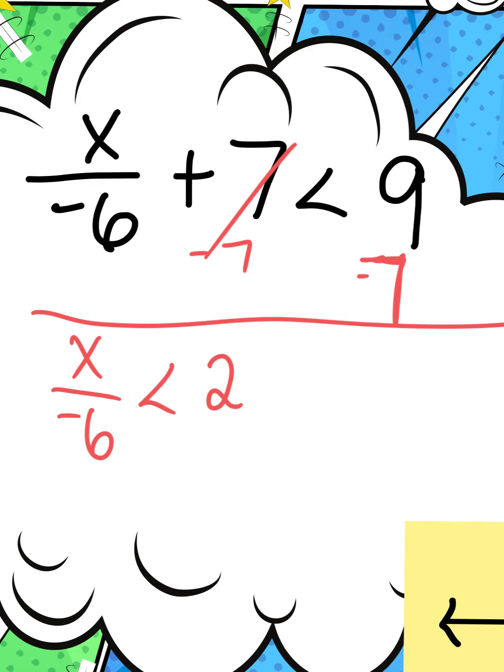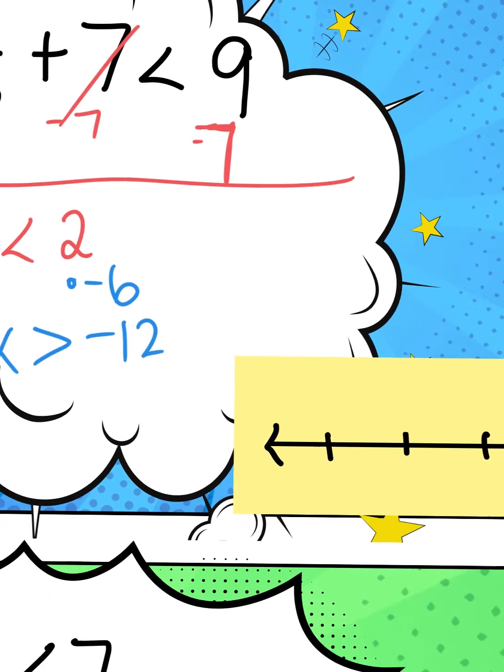And now I'm going to get rid of the dividing negative 6 by multiplying by negative 6 and doing that on the other side. But we hopefully should remember that when you multiply or divide by a negative on both sides of this inequality symbol, the inequality symbol flips. So it's going to end up saying x is, instead of less than, it's going to be greater than, and 2 times negative 6 is negative 12. And then, of course, we have to graph that.